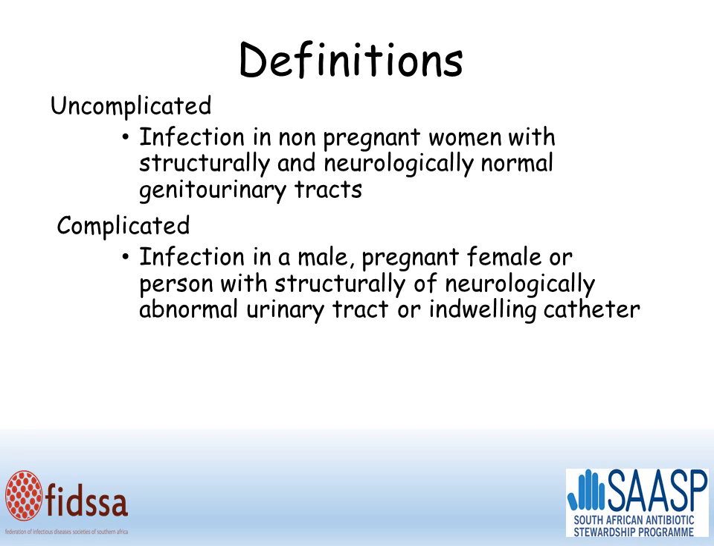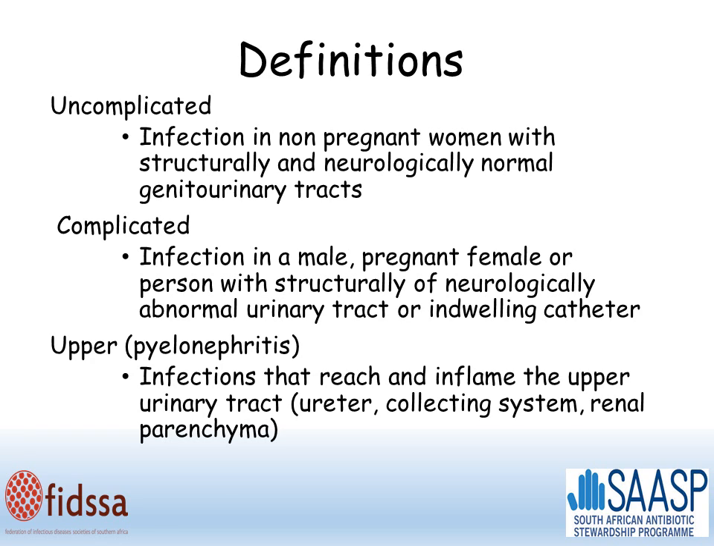That is, infection in a male, a pregnant female, or anybody with a structurally or neurologically abnormal urinary tract or an indwelling catheter. Upper UTI or pyelonephritis is an infection that reaches and inflames the upper urinary tract, that is the ureter, collecting system and renal parenchyma.